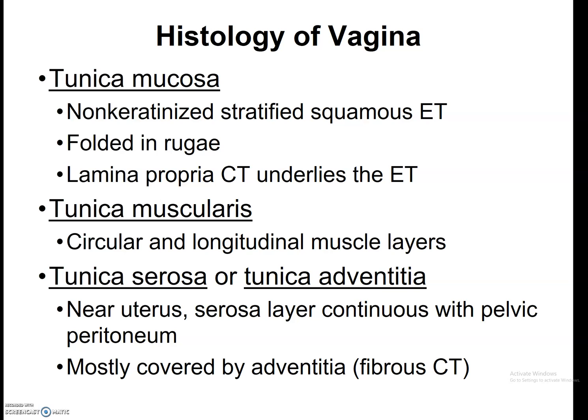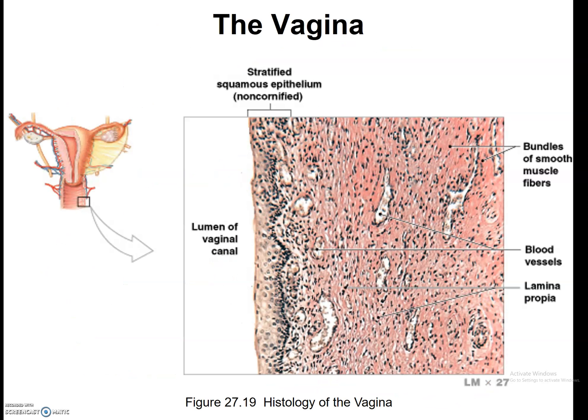So the vagina itself has histology. It has a tunica mucosa. It's a non-keratinized squamous epithelial layer, lots of rugae, with lamina propria connective tissue underlying those epithelial cells. There's a tunica muscularis. It has circular and longitudinal muscles. And then there's tunica serosa or a tunica adventiva near the uterus itself. And the serosa layer is continuous with the pelvic peritoneum. So that's the connection. And the tunica serosa is mostly covered by adventiva, which means lots and lots of fibrous connective tissue.